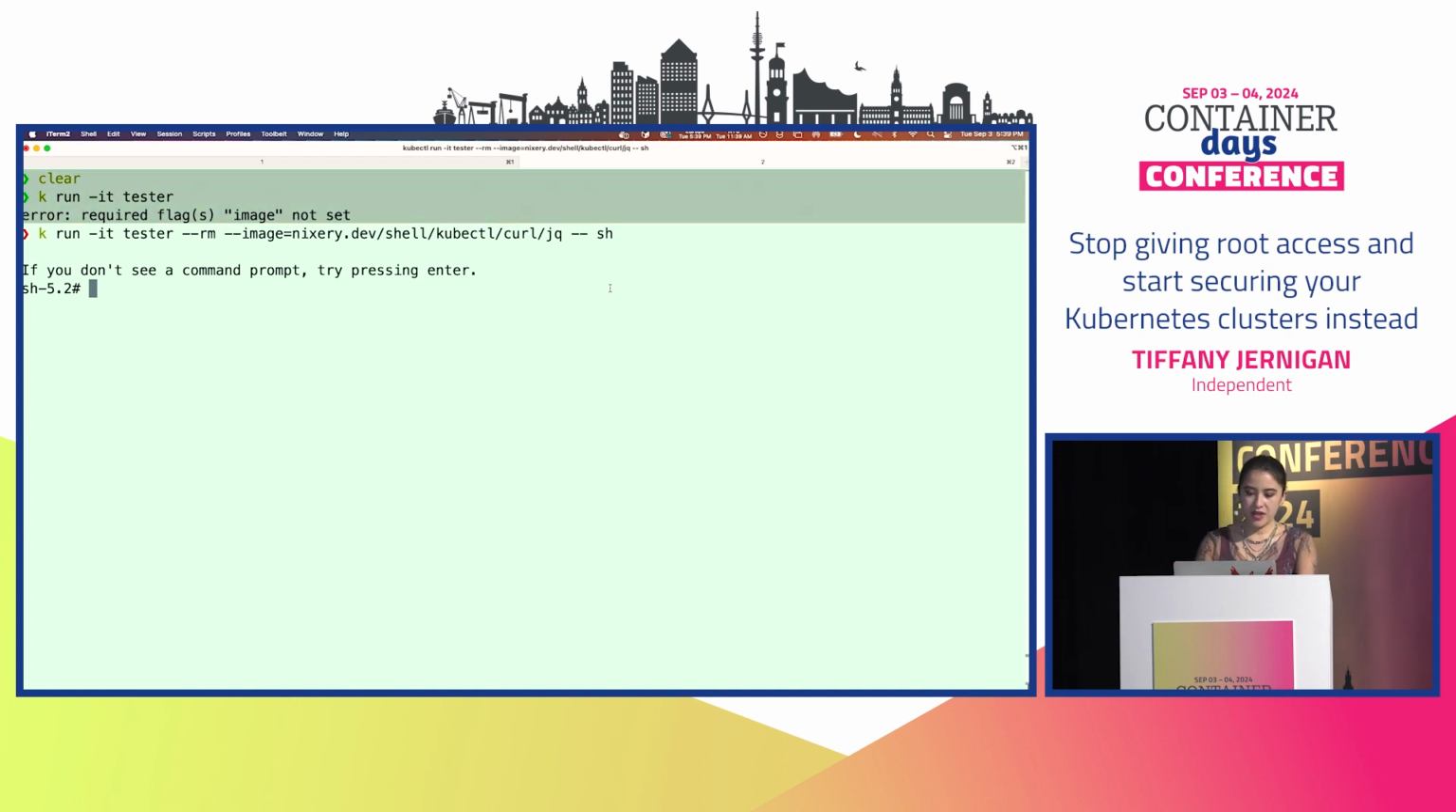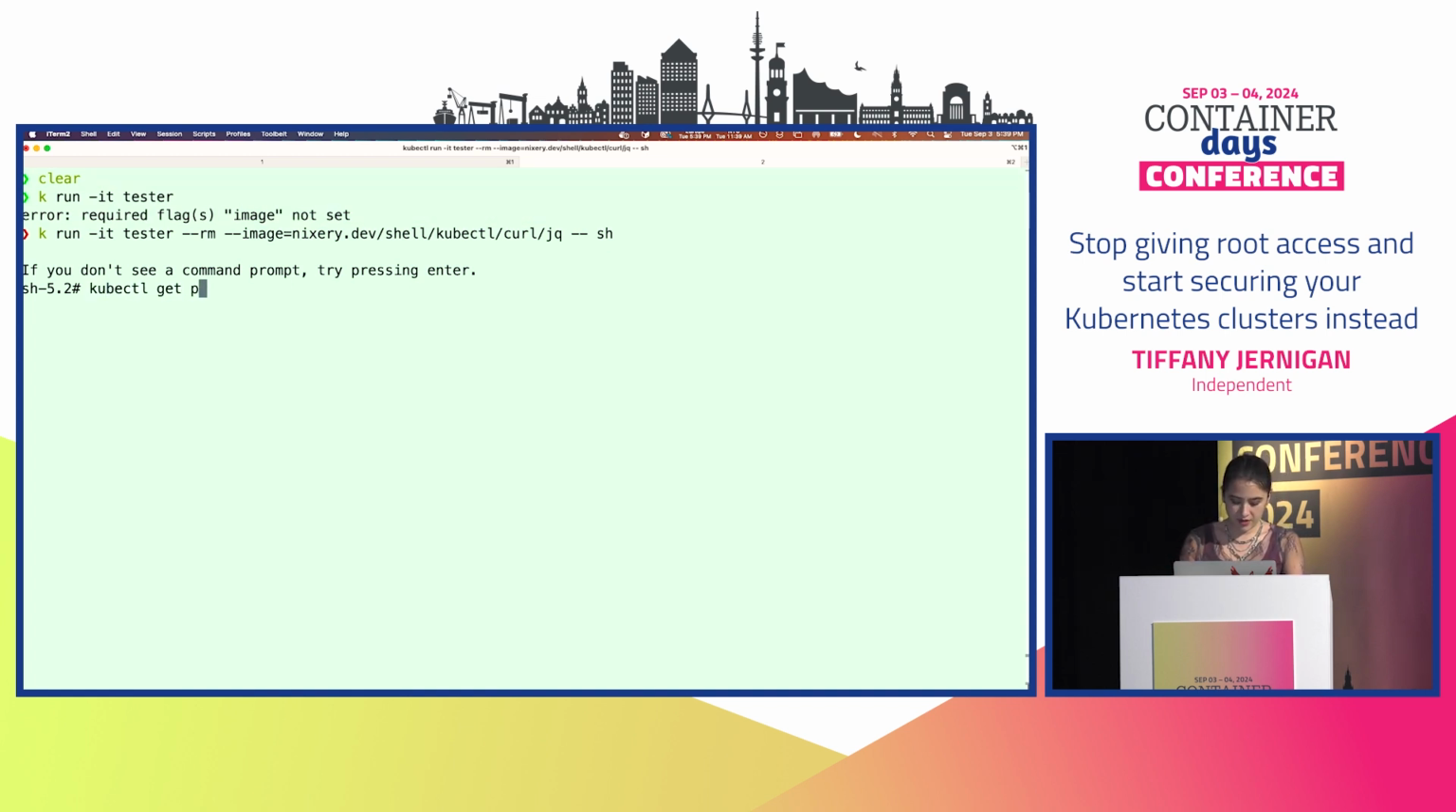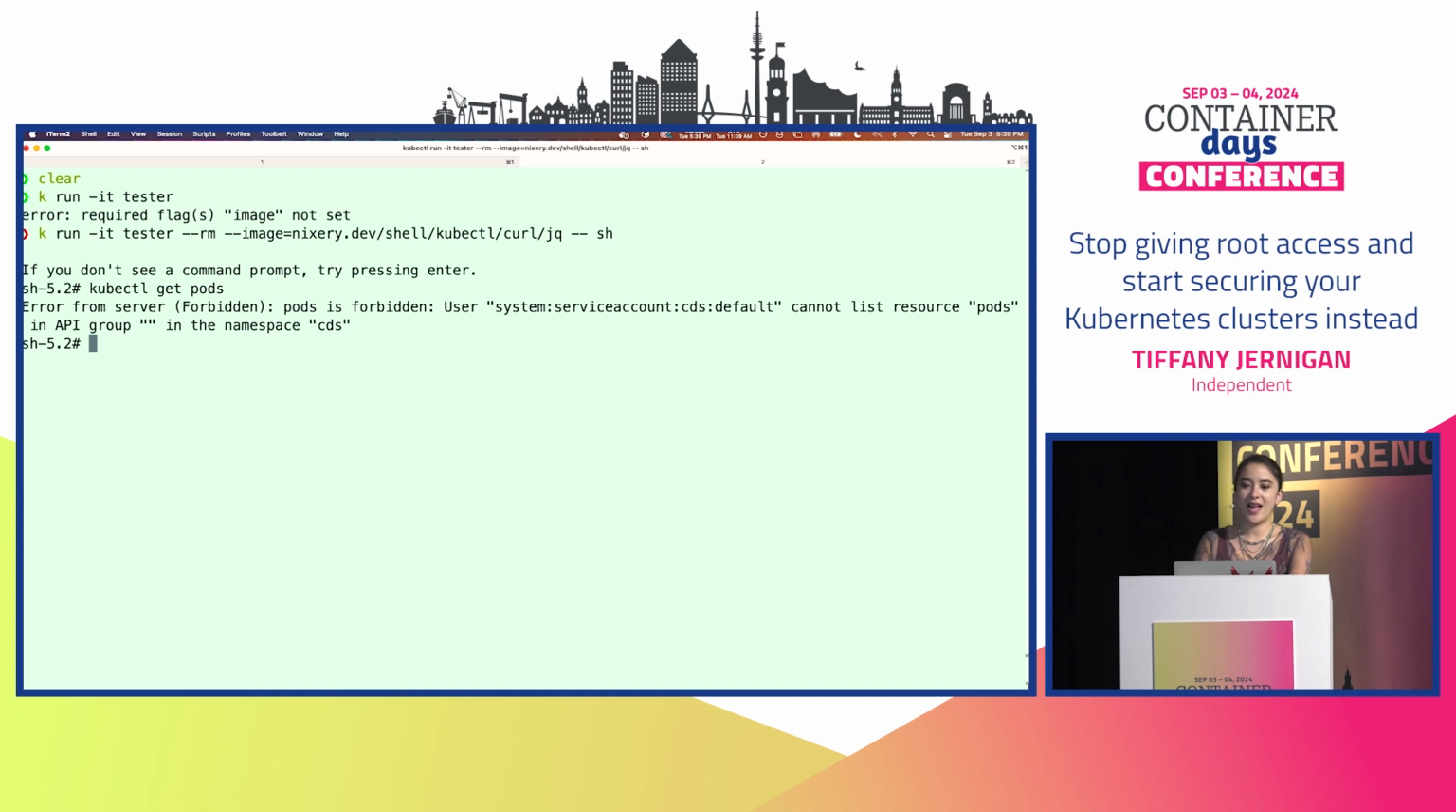Okay, so within here, if I try to do a kubectl get pods, I can't do that. When I was doing it directly from my laptop, not inside of a pod in the cluster, I could, since I have all the permissions to do that. But here we can see that my service account called default in the CDS namespace doesn't have the ability to list pods in the API group and in that namespace.